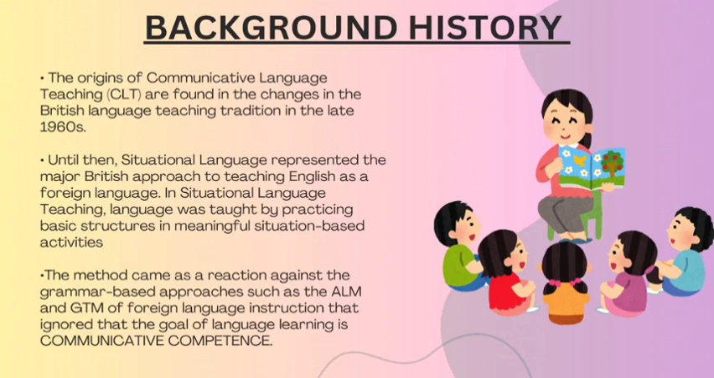Starting with the background history, the origins of communicative language teaching are found in the changes in the British language teaching tradition in the late 1960s. Until then, situational language teaching represented the major British approach to teaching English as a foreign language. In English language teaching, language was taught by practicing basic structures in meaningful situation-based activities.